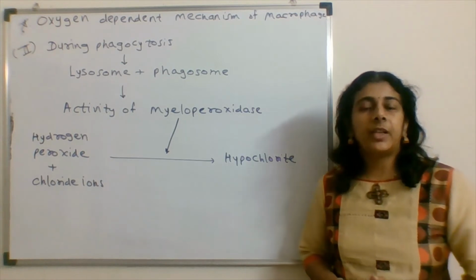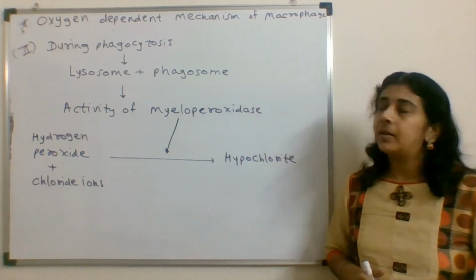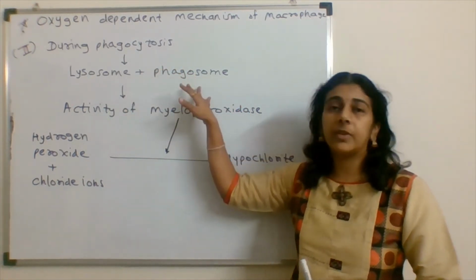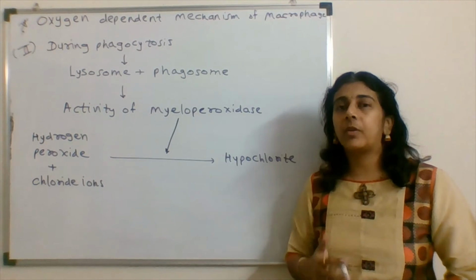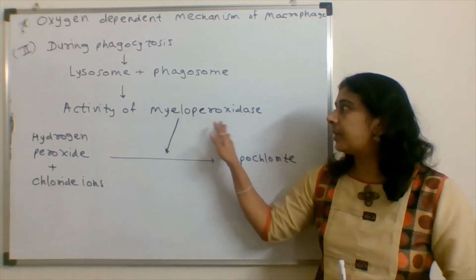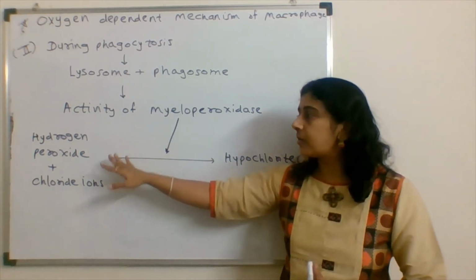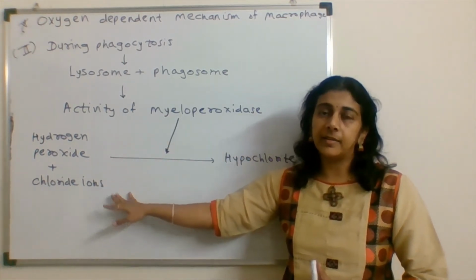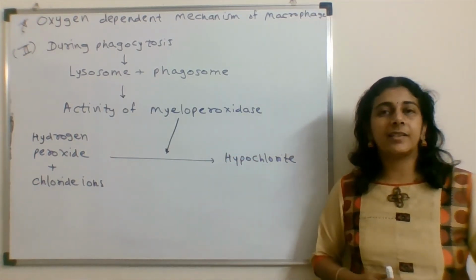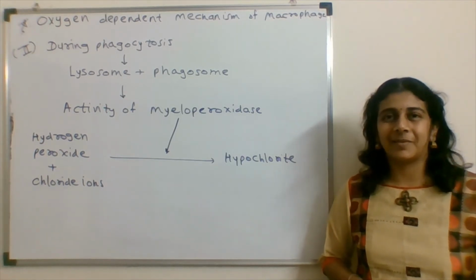In the second way of action in the oxygen dependent mechanism, after phagocytosis, when the lysosome fuses with the phagosome, it forms a phagolysosome and there is myeloperoxidase. This enzyme converts hydrogen peroxide and chloride ions into hypochlorite. And this hypochlorite is again very toxic to the ingested microorganism.